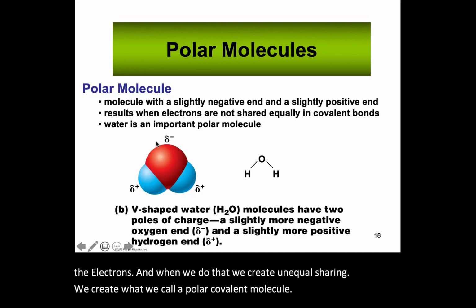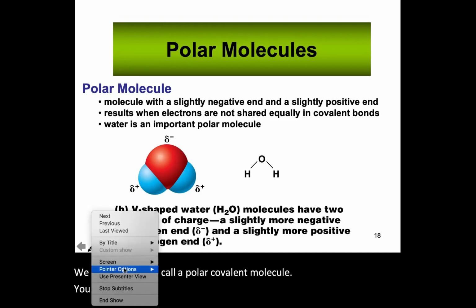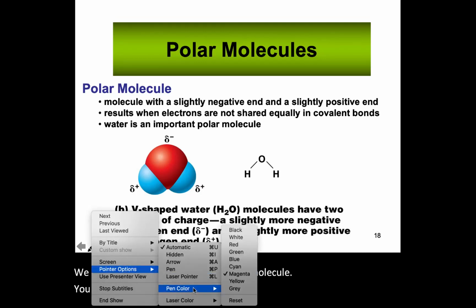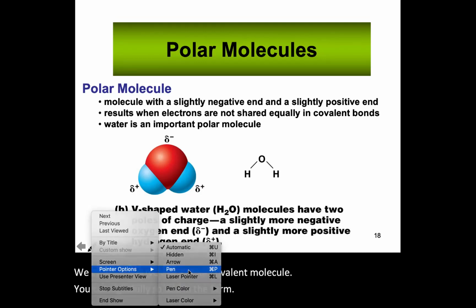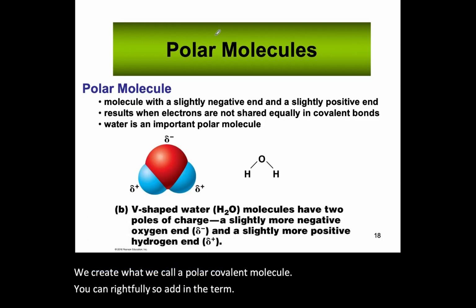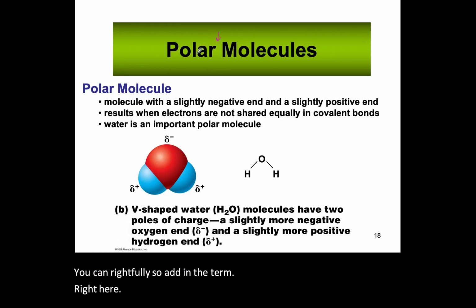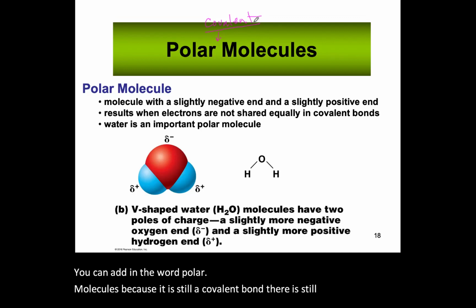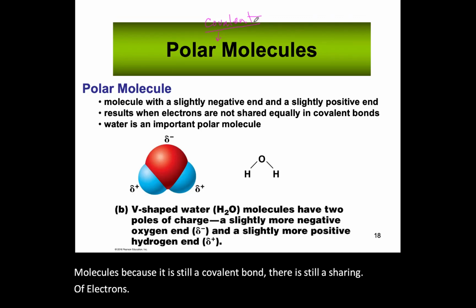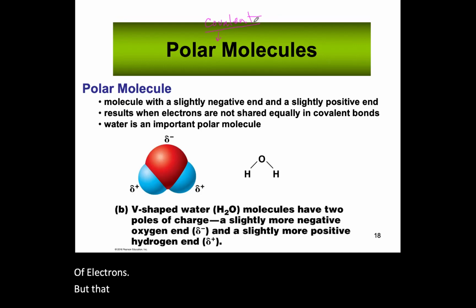You can, rightfully so, add in the term polar covalent molecules, because it is still a covalent bond. There is still a sharing of electrons, but that sharing is not equally split.